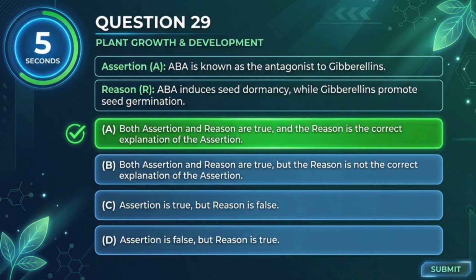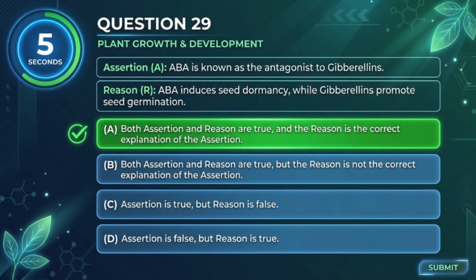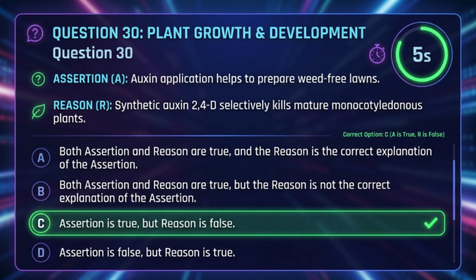Question 29. Plant growth and development. Assertion A. ABA is known as the antagonist to gibberellins. Reason: ABA induces seed dormancy, while gibberellins promote seed germination. 3, 2, 1. ABA and GAs are direct antagonists. Why? Because ABA keeps the seed asleep by inducing dormancy, while GAs wake it up to germinate. Both are true, and the reason explains the antagonism. Option is A.